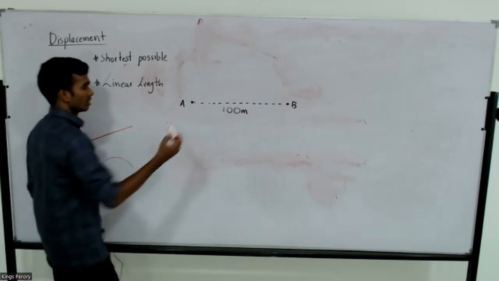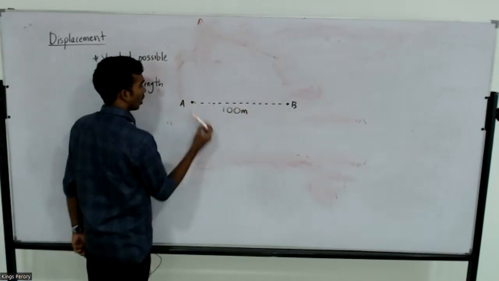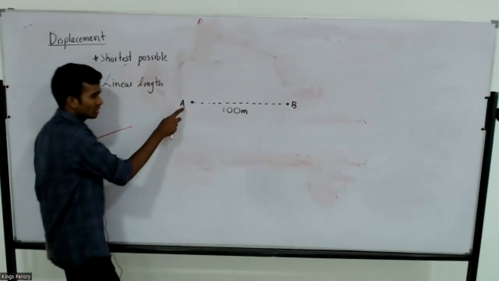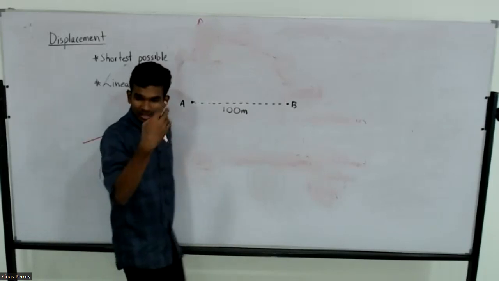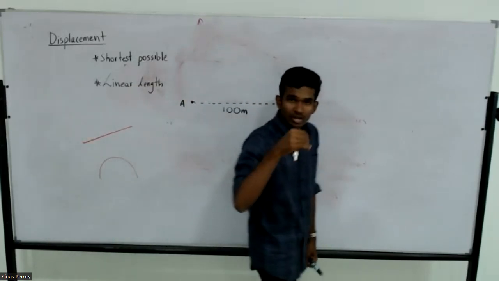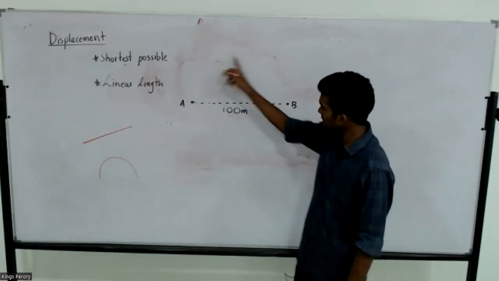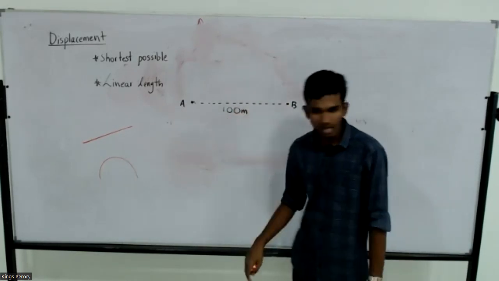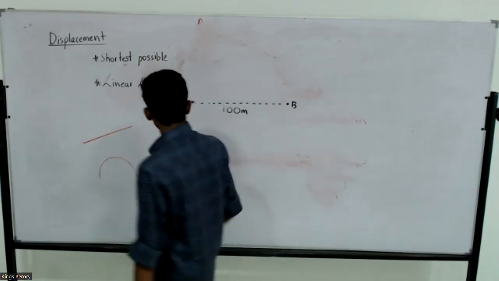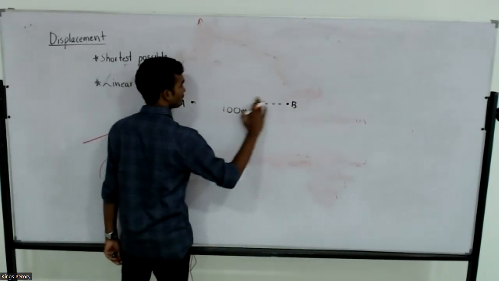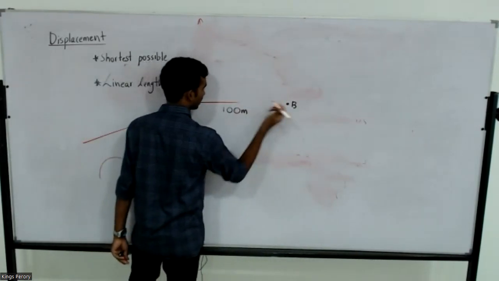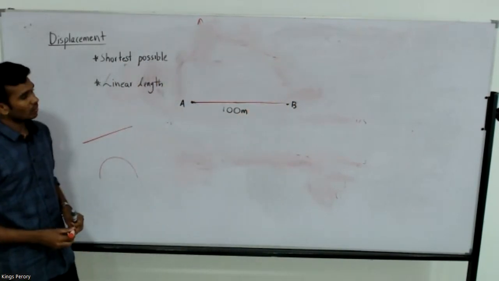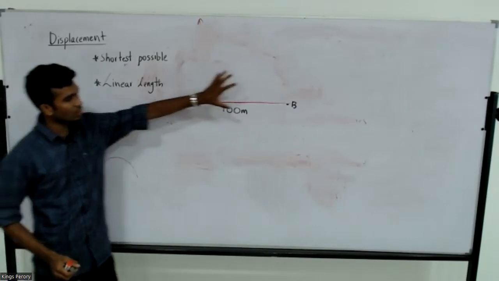Why? All the other paths will surely become bigger than 100 meters, right? Because this is a linear length, all the others are curved length. When you take a curved path, it is going to be greater than 100 meters. So this is the shortest possible length. Isn't it linear? Yes, of course it is linear. It's a straight line.